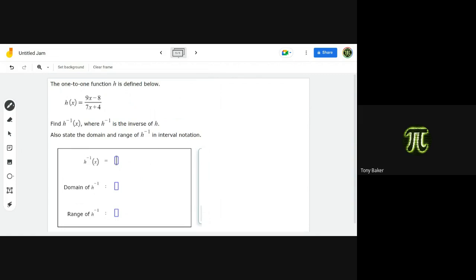All right. So first thing is they want us to find our inverse. So let's find our inverse. Same thing we did before. We're going to switch the x and the y. And you switch them all. So every x becomes a y and every y becomes an x. And now I have to solve for y.